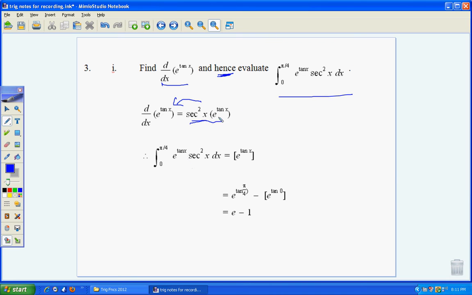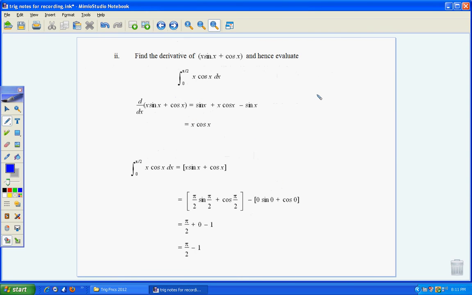So when we derive e to the tan x, sorry, secant squared x e to the tan x, that's going to integrate back to e to the tan x, and it's going to be between 0 and pi on 4. So we put tan of pi on 4 there, which is going to be 1. That works out to be 1. That's why it's just e to the 1. Tan of 0 is 0. E to the power of 0 is 1. And there's our expression. We've evaluated it. But we had to use what we derived in the first part.